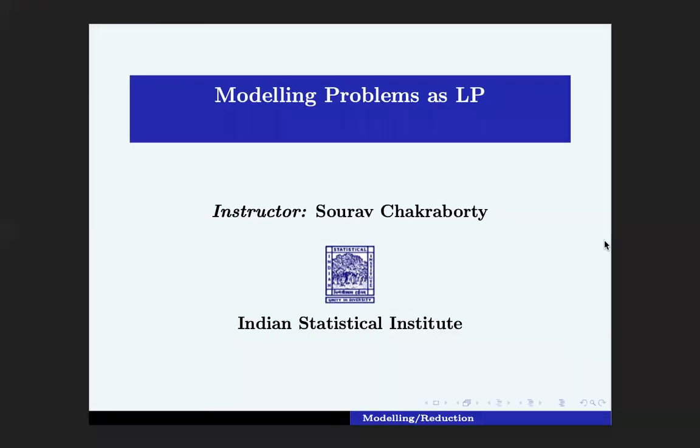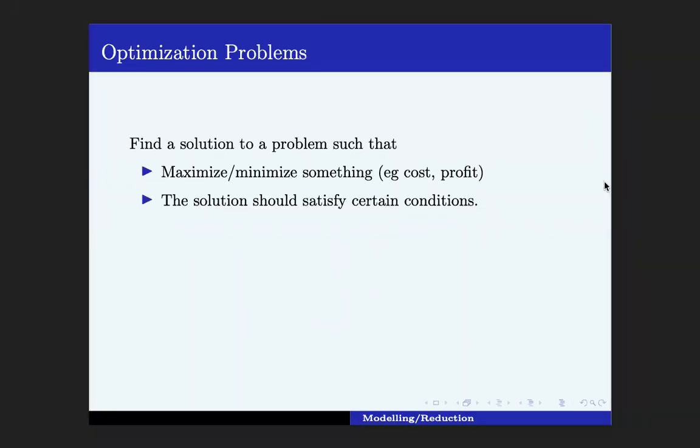So let me start with some. Let me share my screen. And yeah, let me start with problems. Till now, we have seen problems of two kinds. I told you that there are two kinds of problems. One of them is what we will call optimization problems. And the other one is called decision problems.